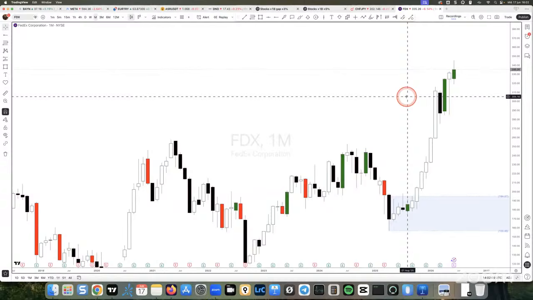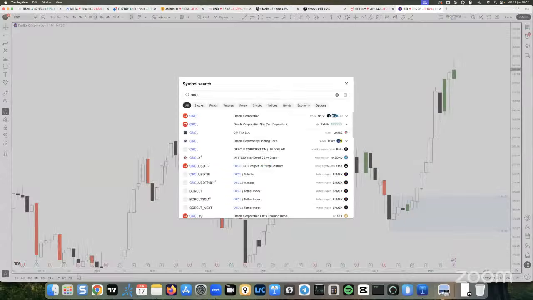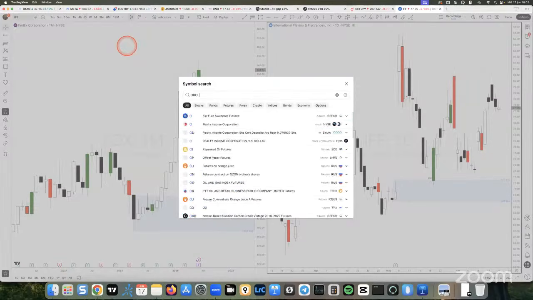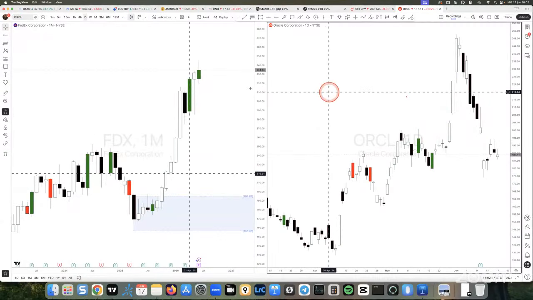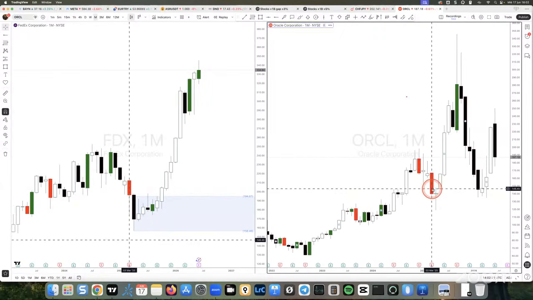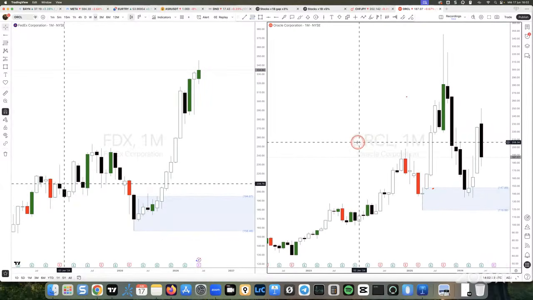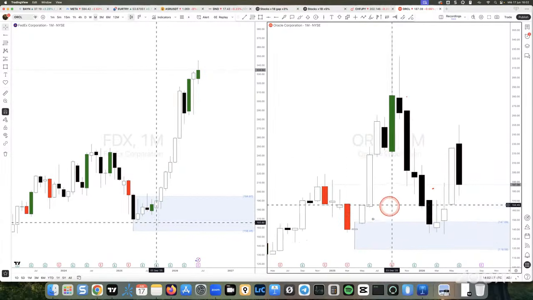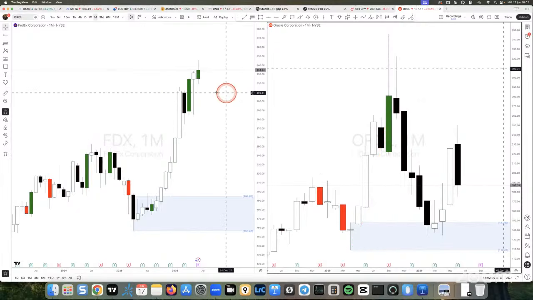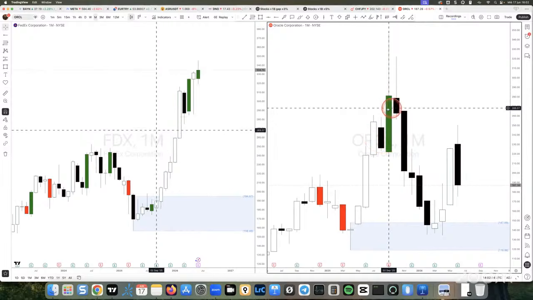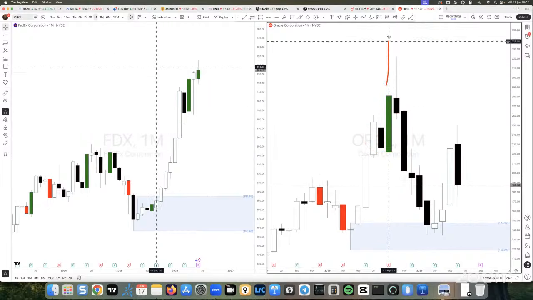So when we take a look at Oracle, let me go to the left and use Oracle on the right side. Okay, it's not the same, but you're going to understand what I'm trying to say here. Very strong rally. We've got these engulfing patterns here. See? Engulfing pattern here, it rallies. It looks like it's going to rally forever and ever.